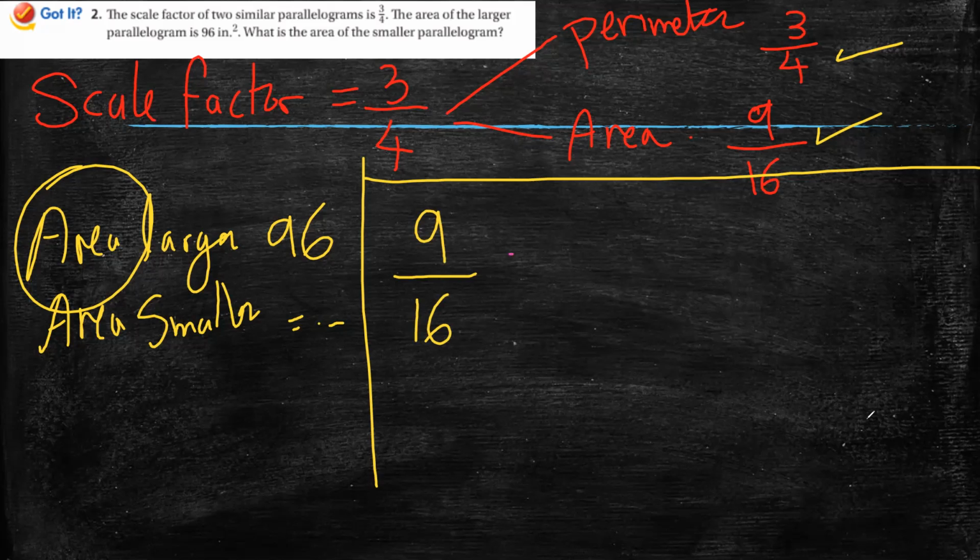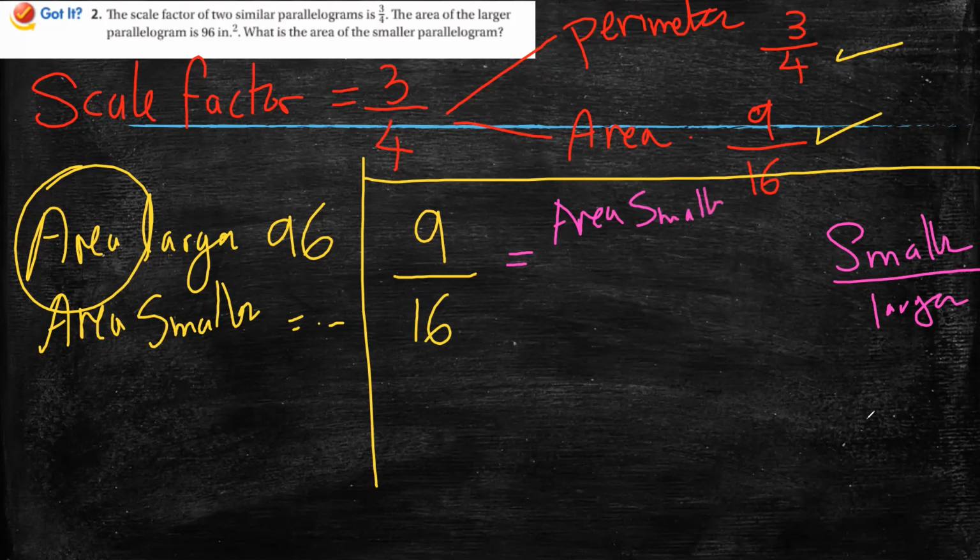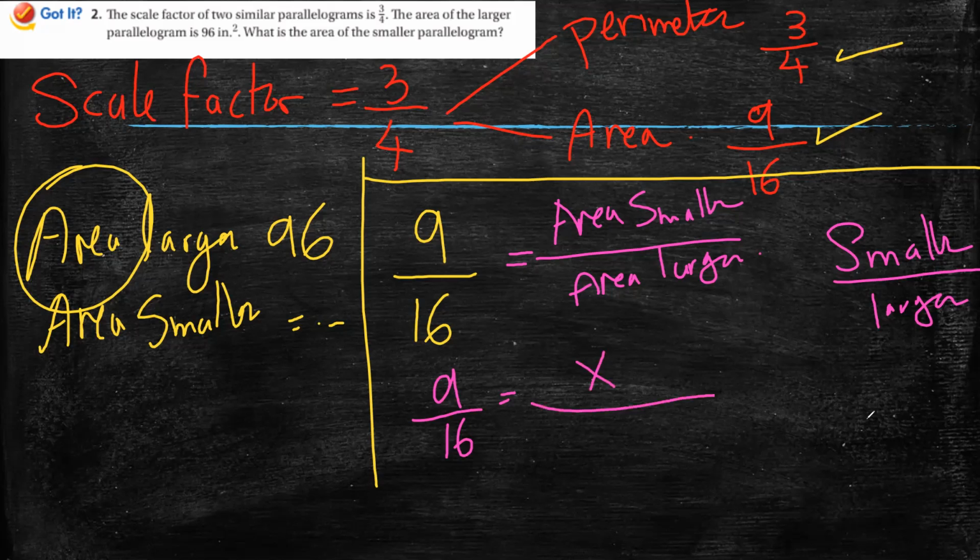Then this 9/16 is smaller to larger. How do I know this? Because 9 is less than 16, so this is smaller to larger. So up, I have to put the area of the smaller, and down, I have to put the area of the larger. So 9/16 equals, what is the area of the smaller? I don't know, I have to keep it as x. And for the larger, it is 96.